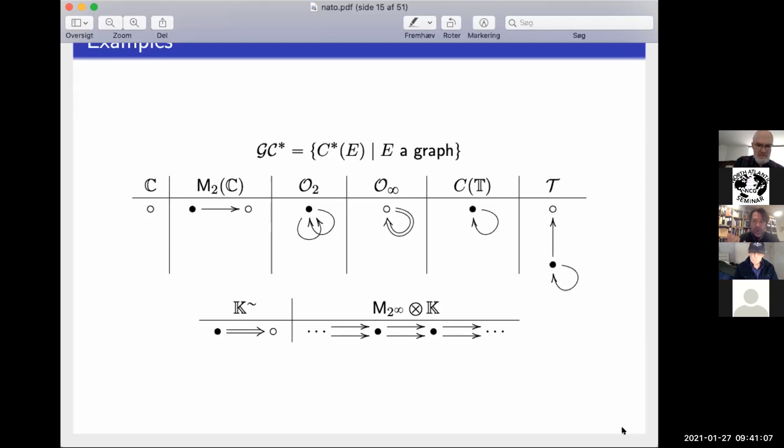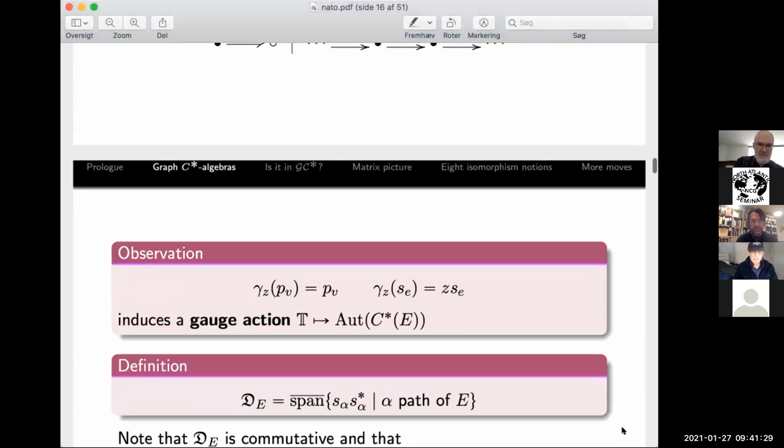So lots of C-star algebras turn out to be graph C-star algebras for more or less obvious reasons. The idea of this talk is that you may run into a C-star algebra that happens to be a graph algebra, and then we may be able to say something about the classification of these objects. That's the philosophy here.